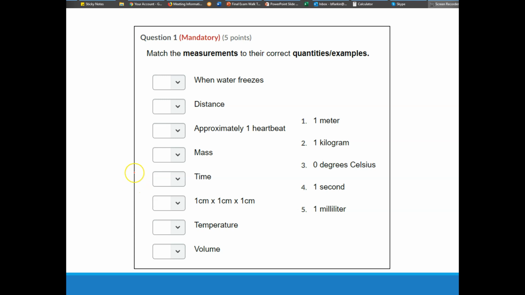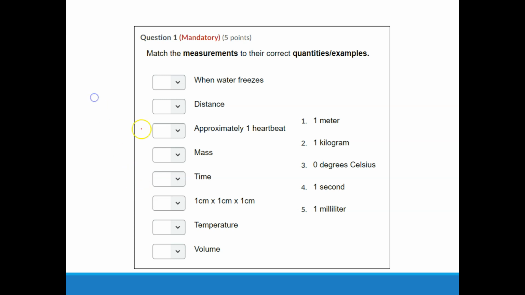Hello students, this is the recording that goes over every question in the 10B final exam. So let's go ahead and take a look at this. What we are going to do is go through each question.